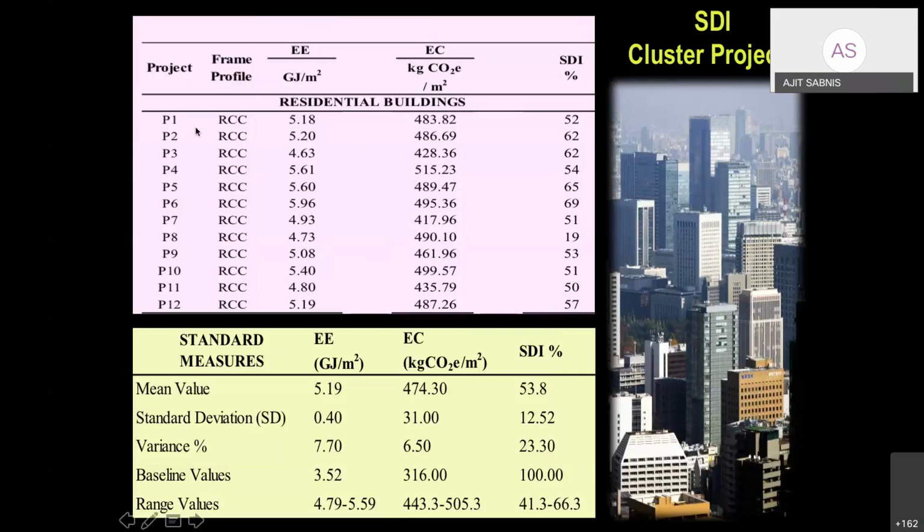Now, let us say I've taken about 12 projects here. These are residential buildings similar to the case study we have. Each building has to be analyzed the way we discussed just now. For each building, you will end up with the embodied energy of this much, the SDI percentage of this much, and the embodied carbon of this. So these are the 12 projects. Now, once we have these projects, let us assume that all these 12 projects are in a gated community.